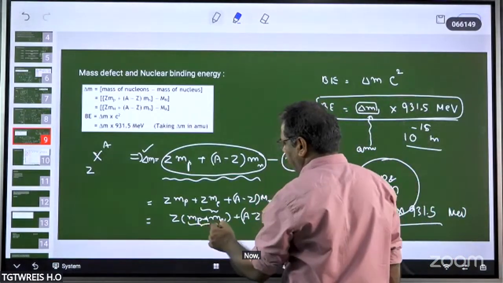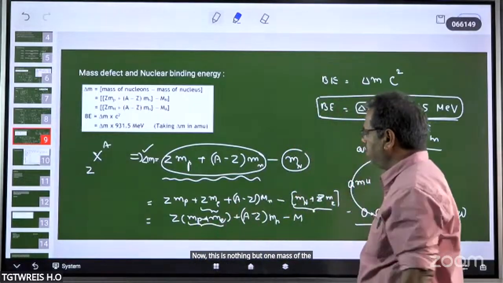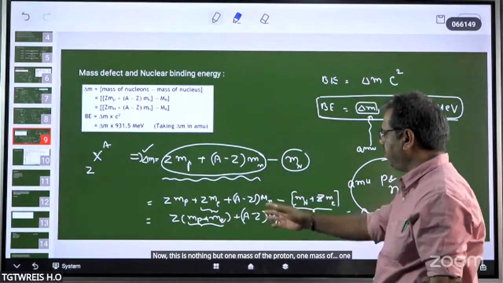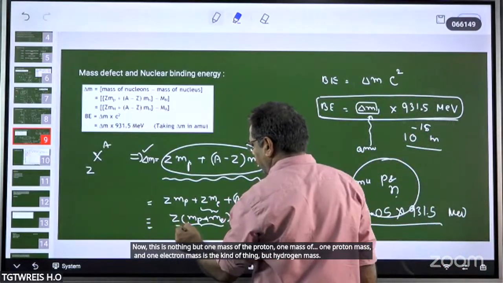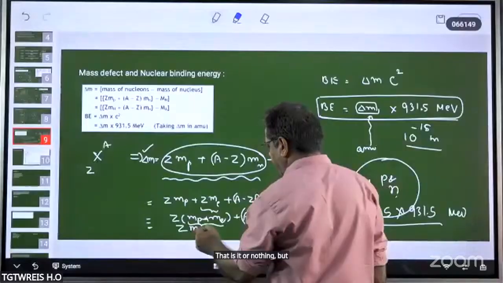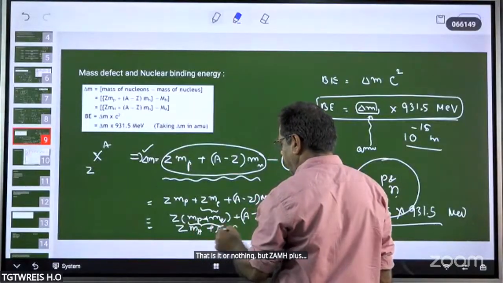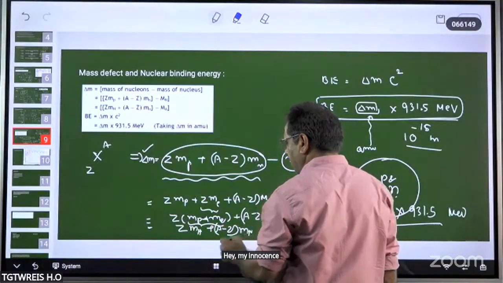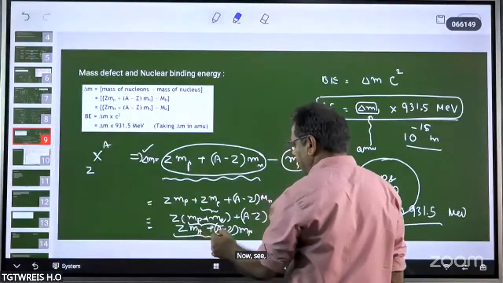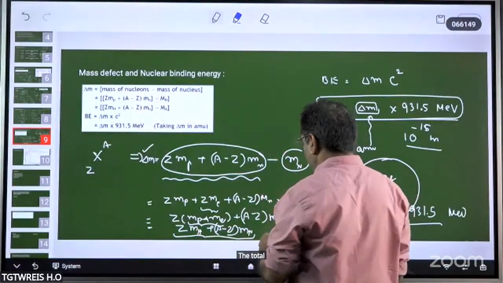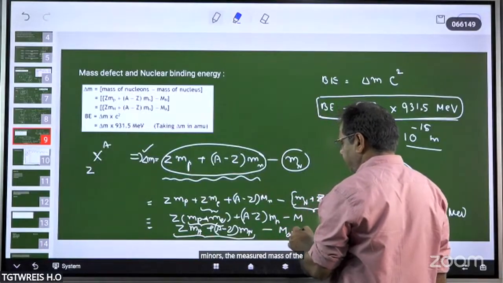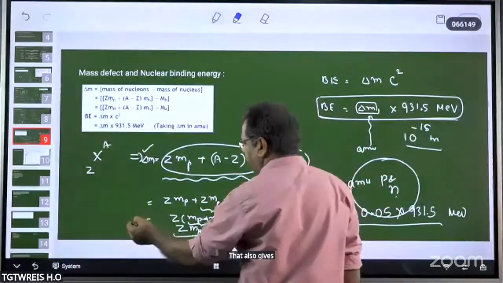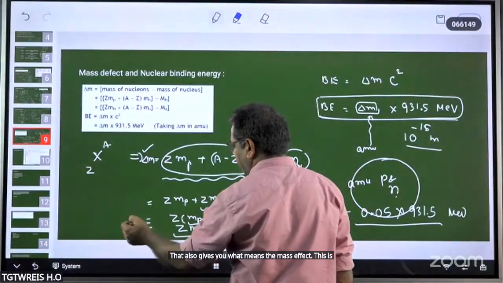Now this is nothing but one proton mass and one electron mass, which is equal to the hydrogen mass. That is equal to ZMH plus (A minus Z) into Mn. Now see, I have calculated the total mass of the atom minus the measured mass of the atom. That also gives the mass defect. This is also correct.